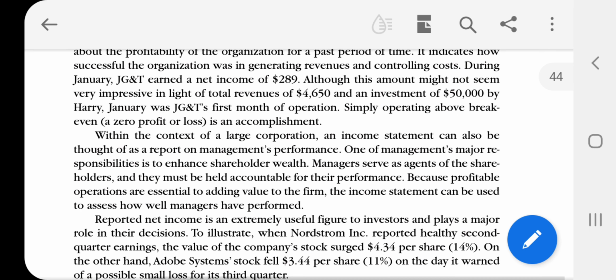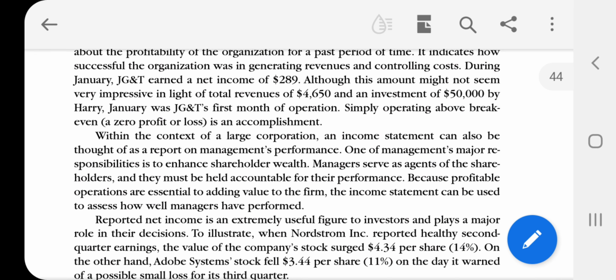During January, G&T earned a net income of 289. This amount might not seem very impressive in light of total revenue of 4,650 and an investment of 50,000 by Harry. However, January was G&T's first month of operation. Simply operating above break-even, a zero profit or loss, is an accomplishment.